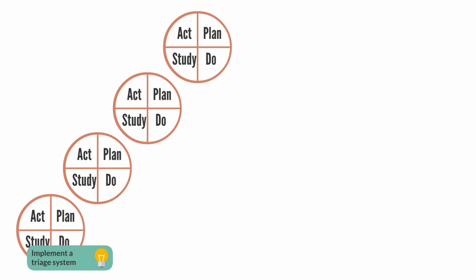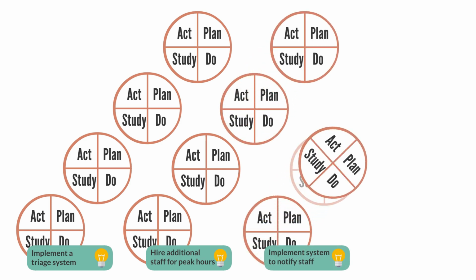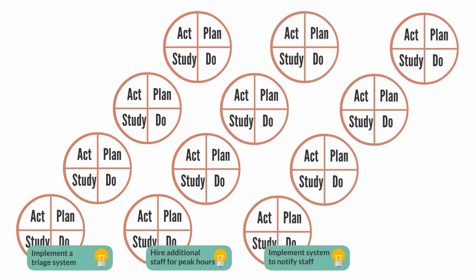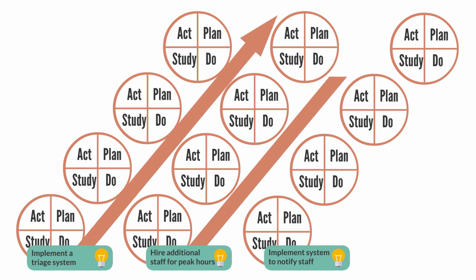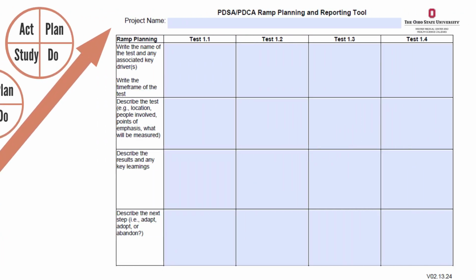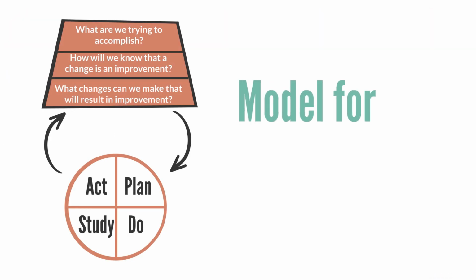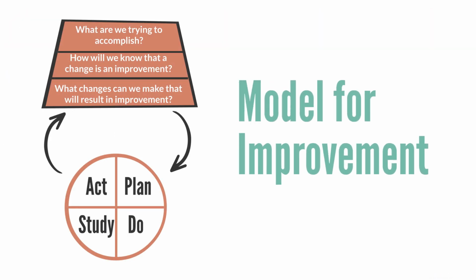You can also have more than one ramp of iterative tests for different root causes or key drivers happening at the same time. Just make sure you have a system to show the iterative tests, synthesize the learning, and show the progression to show how you arrived at the solution you will implement, like this PDSA ramp worksheet. Use PDSA cycles as part of the model for improvement to see positive change in your facility.